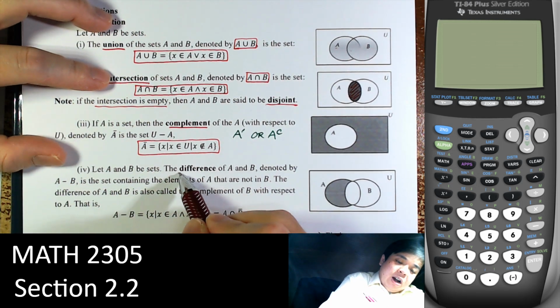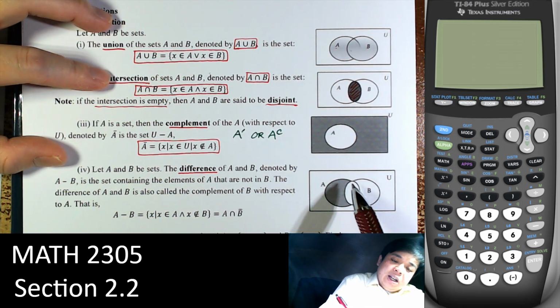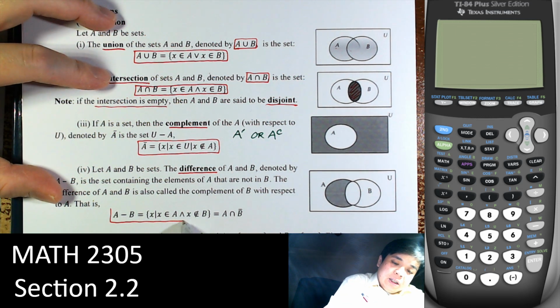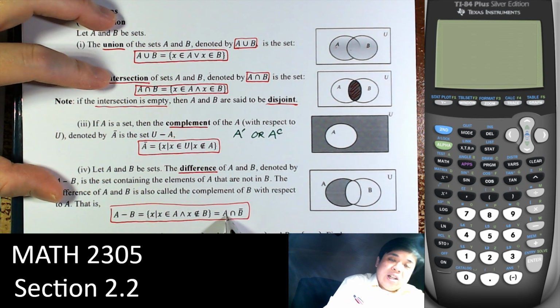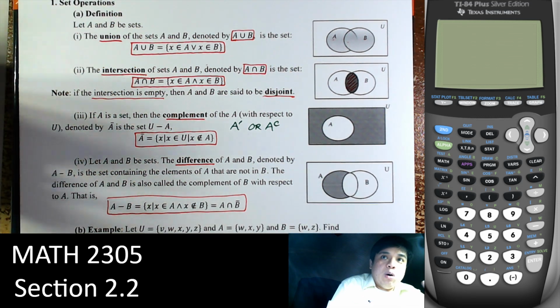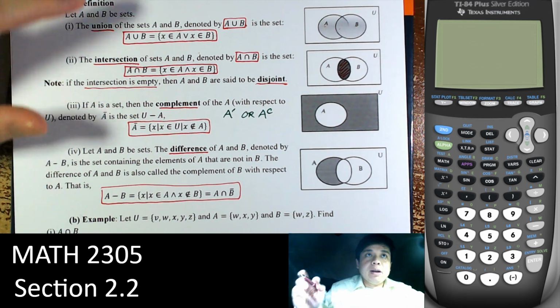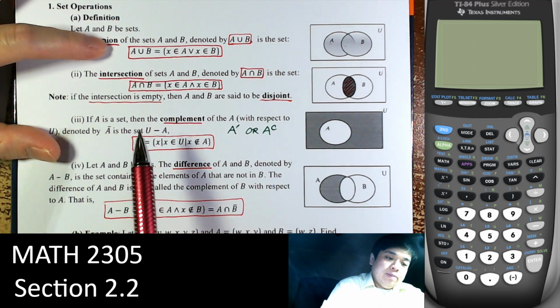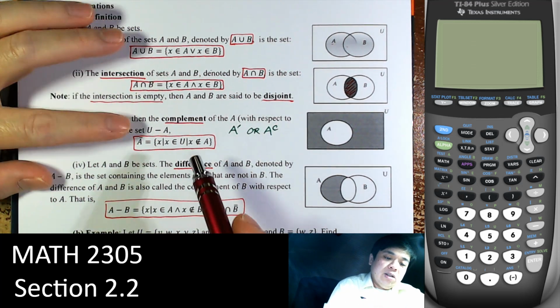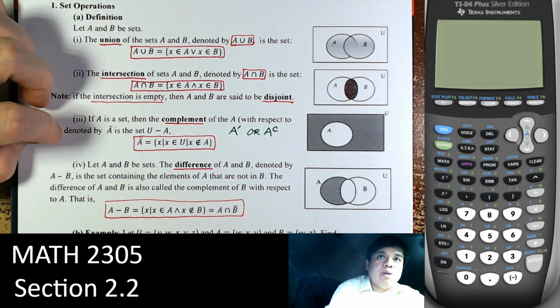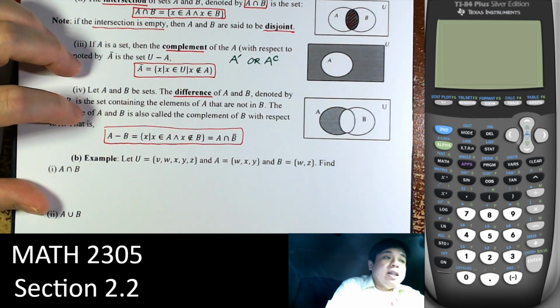And then we define the difference of A and B. The difference of A and B is in A but not in B, or the intersection of A and not B. So there are four operations like that: union, intersection, complement, and difference. Those are the four operations. Now let's look at some examples.